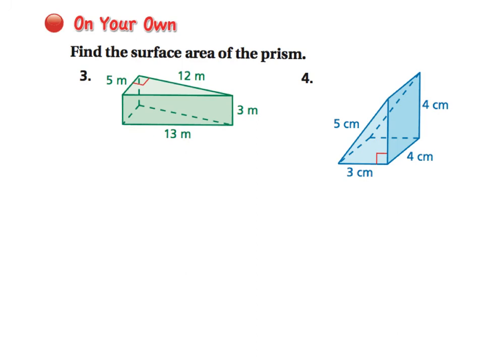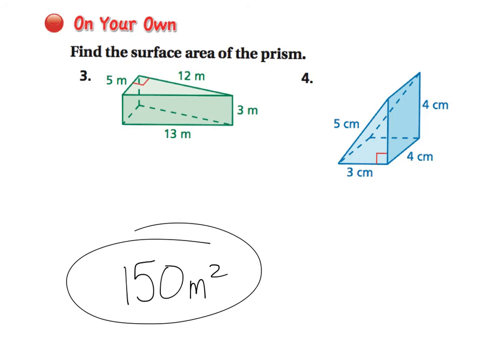Here are 2 extra examples that if you want to do them, you can. If you did them, number 3 would give you 150 square meters, and number 4 would give you 60 square centimeters.